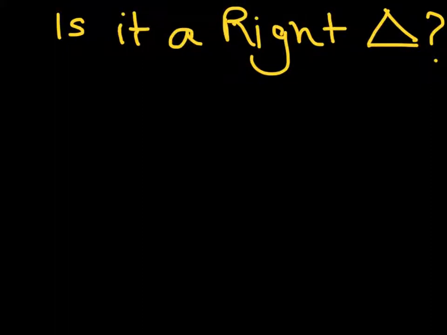All right, so let's decide if a triangle is a right triangle if we have three sides and we don't have any symbol for a right angle. For example, this triangle kind of looks like it's a right triangle. However, we don't see this little symbol here. If that symbol was there, then I know for sure it's a right triangle because somebody told me that was a right angle.